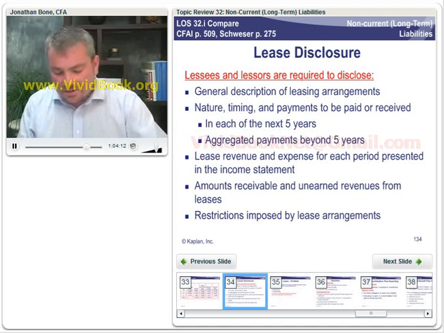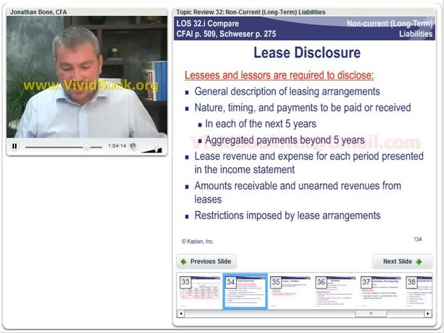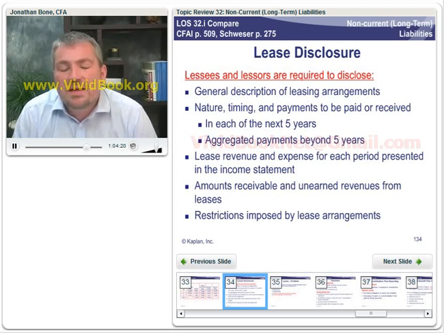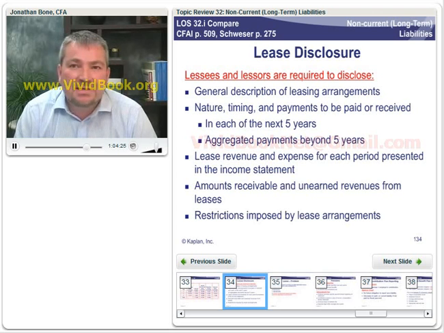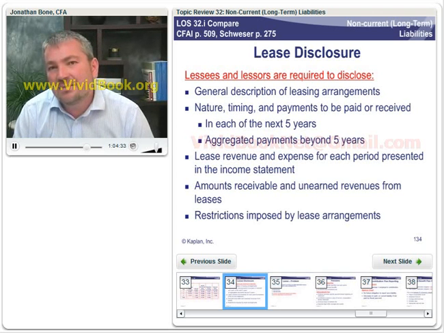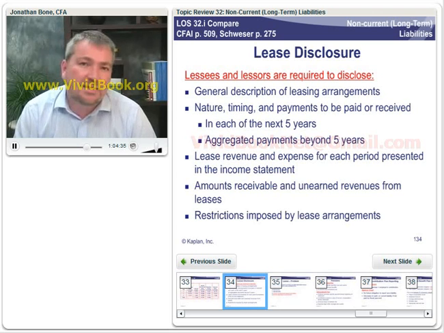Okay, on to lease disclosures. So we're asked to compare lease disclosures, operating and financing lease, and be aware of them. So first of all, a general description of the lease arrangement. What type of lease is it? Is it finance lease? Is it operating lease? And of course, if you're looking from a lessor's point of view, then it will also be, is it a sales type lease or is it a direct financing lease?